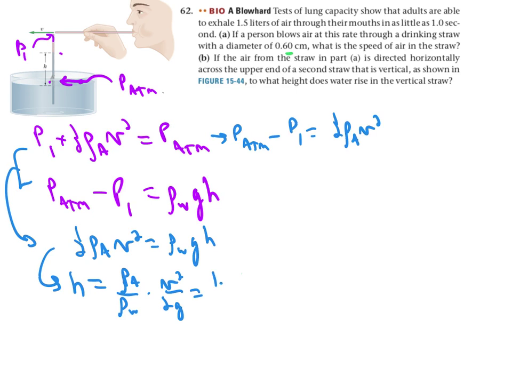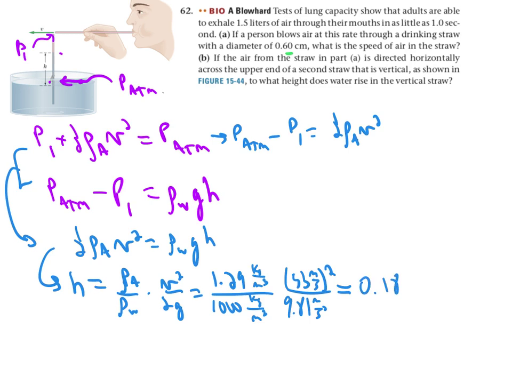The rho of air is 1.29 kilograms per meter cubed, and the rho of water is 1,000 kilograms per meter cubed. Those both come from table 15.1 from your book. And then we just found 53 meters per second as our velocity, so we do that with a square, and we've known g for such a long time. We end up with 0.1847 meters, which we should certainly round to the correct number of sig figs, which is 0.18 meters, or about 20 centimeters, which is significant.